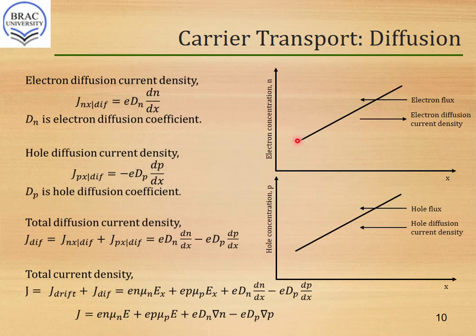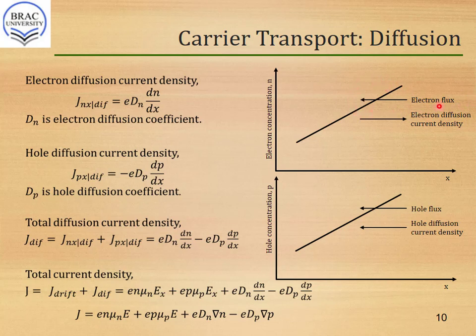This was our electron concentration, and as electron concentration is increasing in the positive x direction, the electrons will flow in the negative x direction. Our electron flux, you can see here, has an arrow sign from right to left, that means in the negative x direction. As we know, current due to electron flow is in the opposite direction of electron flow, that's why electron diffusion current density is in the opposite direction of electron flux.